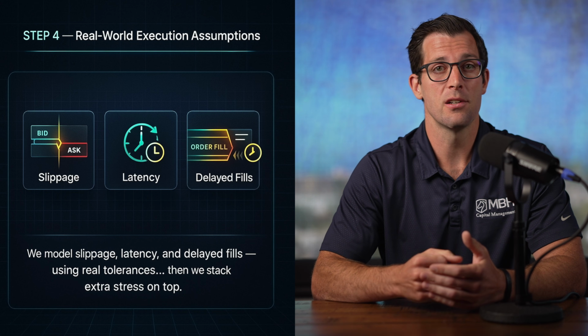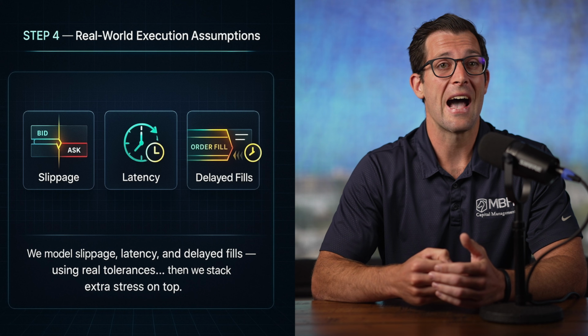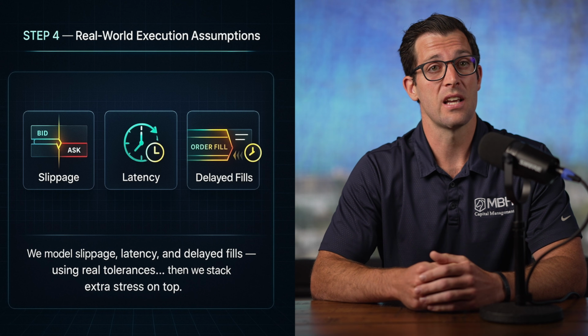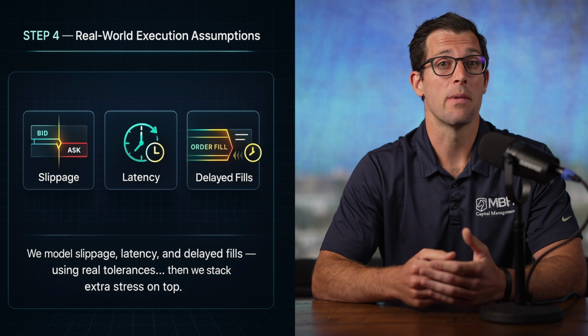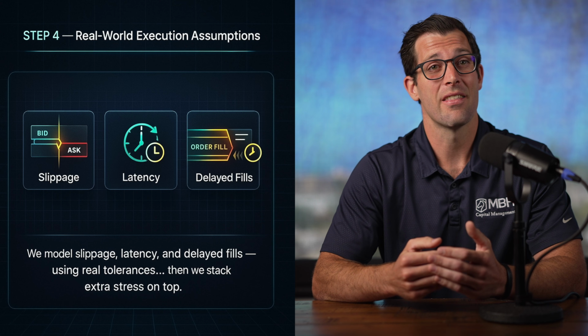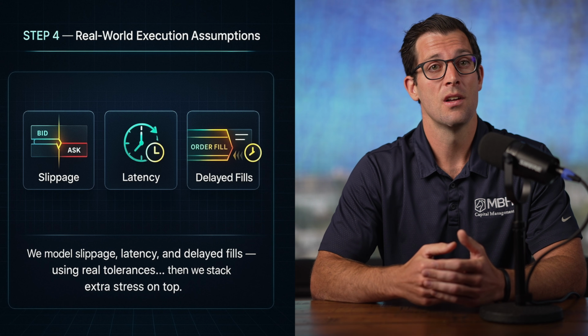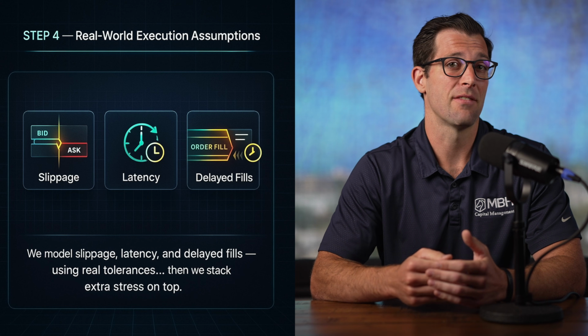4, real-world execution assumptions and tolerances. We bake in slippage, latency, and delayed execution with actual tolerances, and then we add even more on top of that. For example, if our slippage assumption were to double, does that strategy remain profitable with a positive expected return over time? If it doesn't, that strategy gets flagged or tossed. You can't just assume fills are going to be perfect. That's how strategies die in live trading.